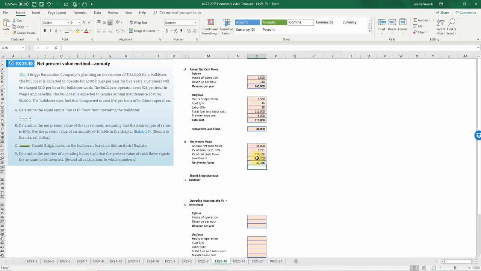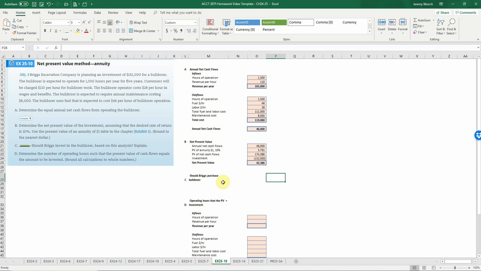So that will give us 42,386 as the net present value of our cash flows. And so the question for part C is, should Briggs invest in the bulldozer? What's really nice about net present value is it's really easy to figure out if it's a go or a no-go. If the number's positive, that means it meets all our criteria, which means it meets our return of 10% because we factor that in.